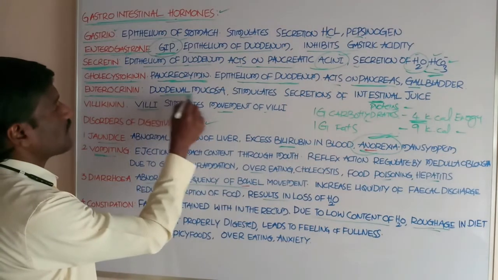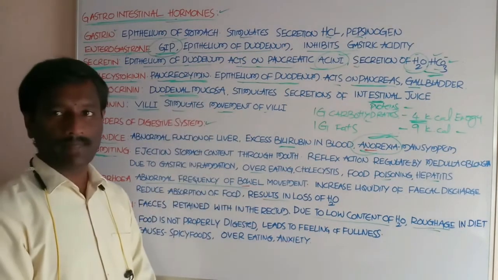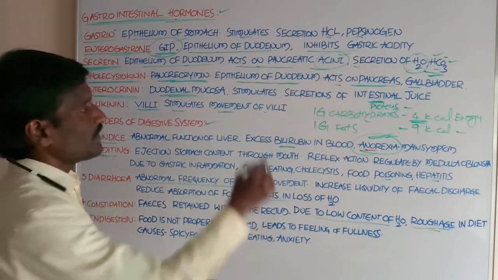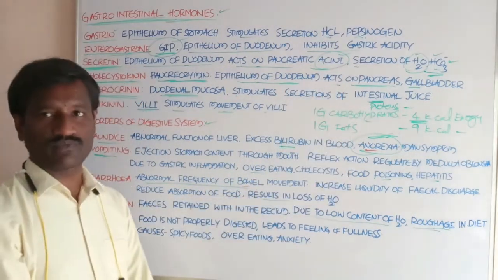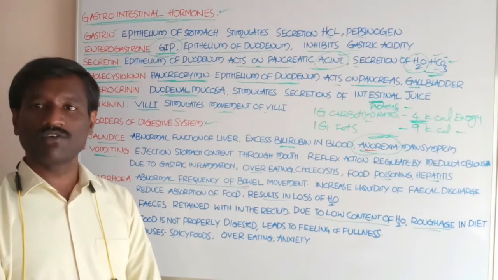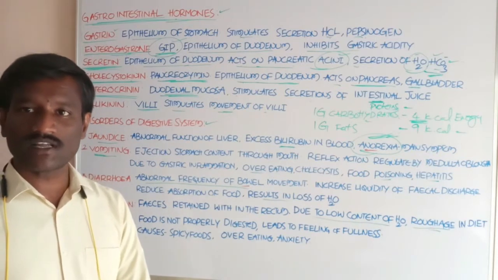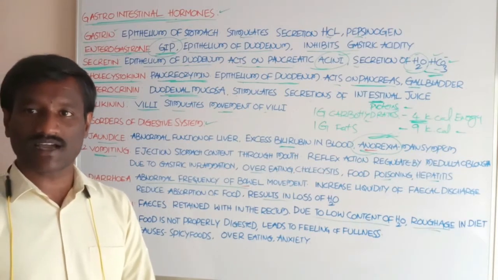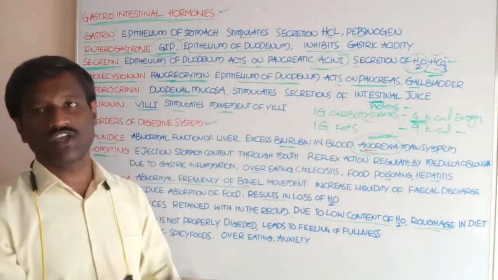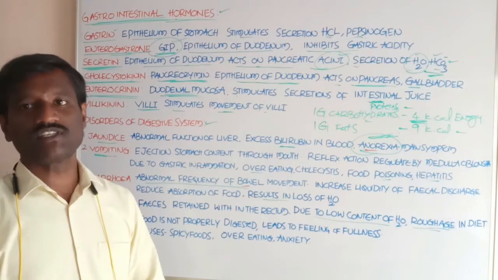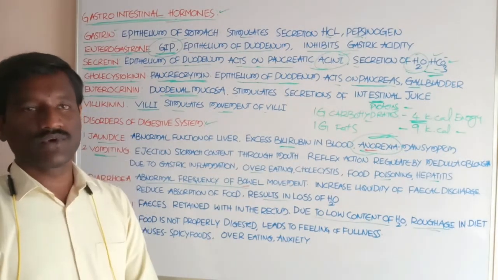And another one is enterocrinin. Enterocrinin is secreted from the duodenal mucosa and stimulates the secretion of intestinal juice. Intestinal juice is also called succus entericus. It consists of different types of enzymes which are helpful in the digestion of food.